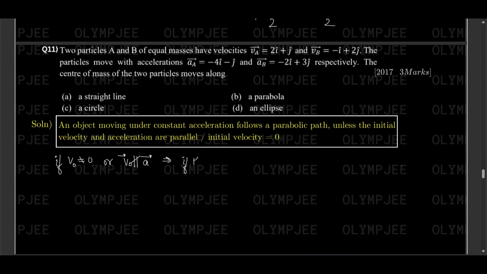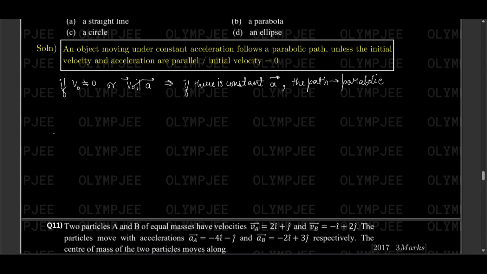if there is constant acceleration, the path will be parabolic. So let us prove this.